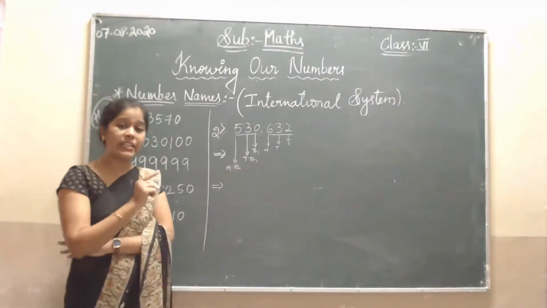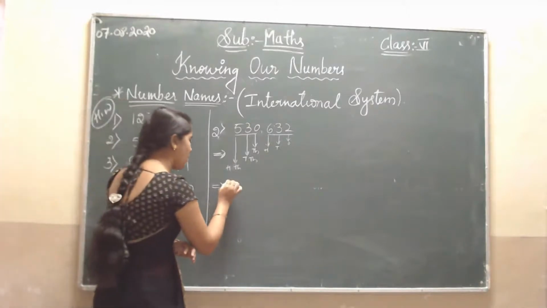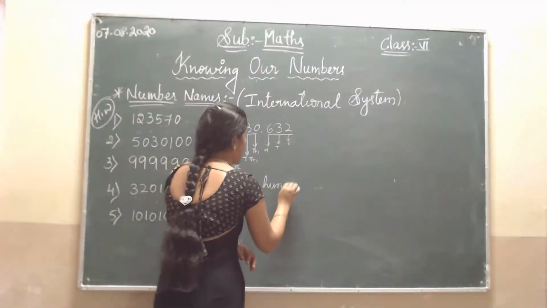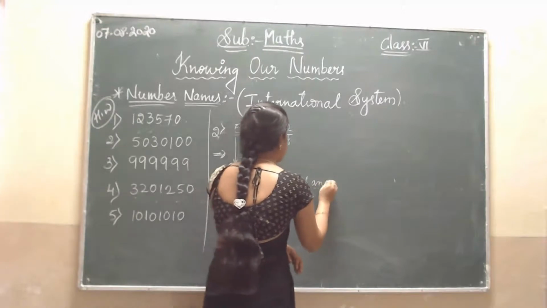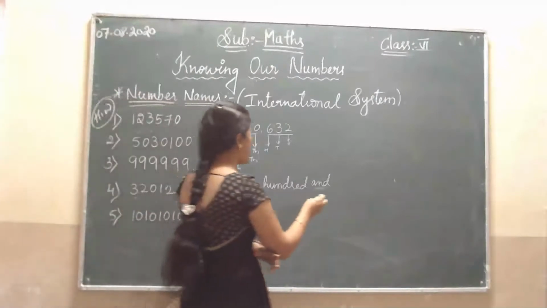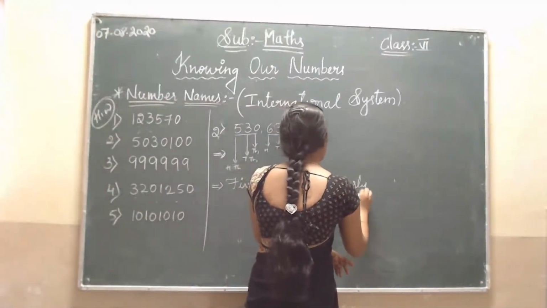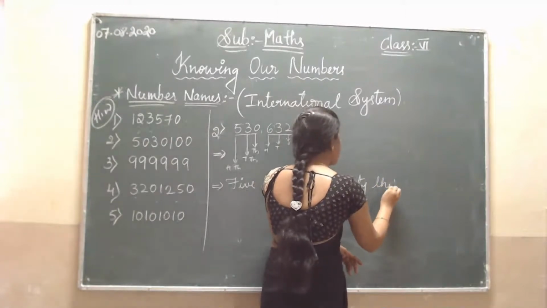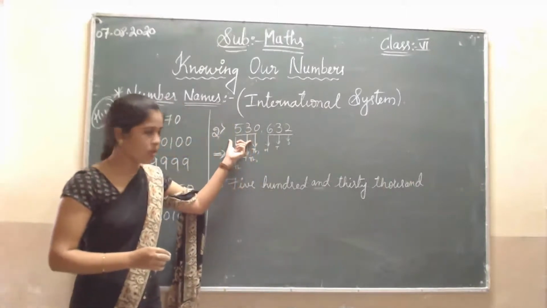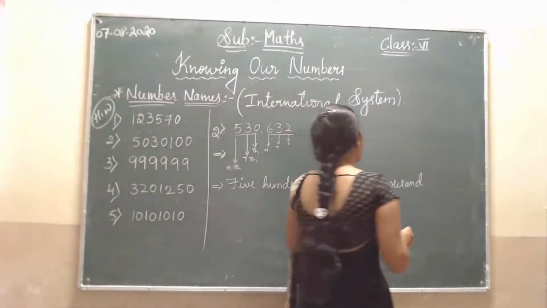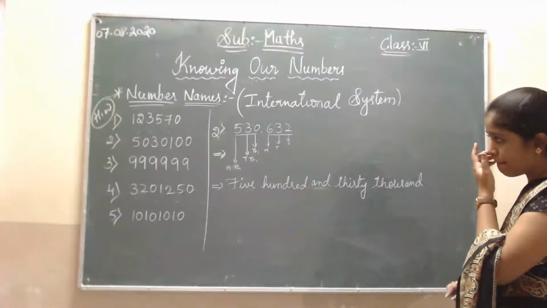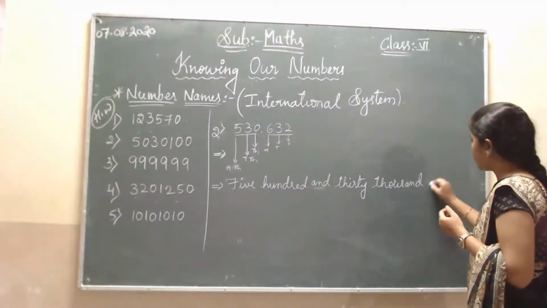Now write 100,000. So 530,000. Five hundred thirty thousand. Why are we writing 1,000 here? It means this group is the thousands group. Okay. 530,000. 632.